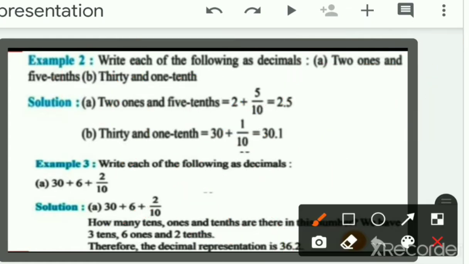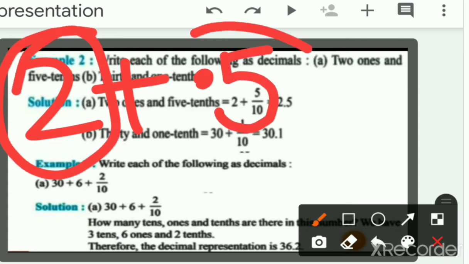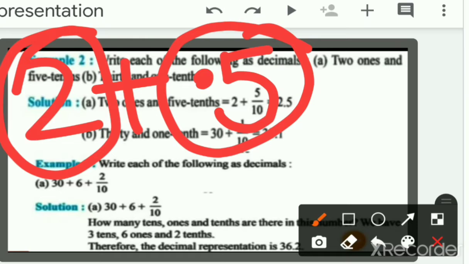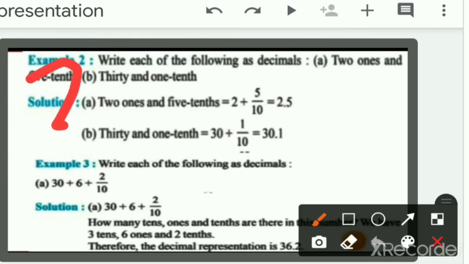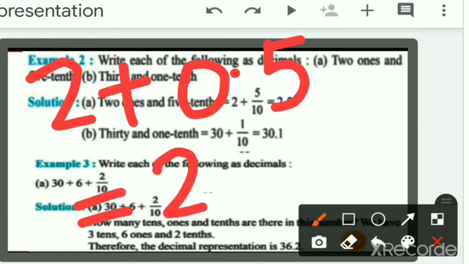Okay, but now we have to add 2 with 0.5. What will come? That number will come and that point will come. It is the direct solution. If a number is given and one digit with a point is given, what will come? That number and that point will come, that is 2.5.